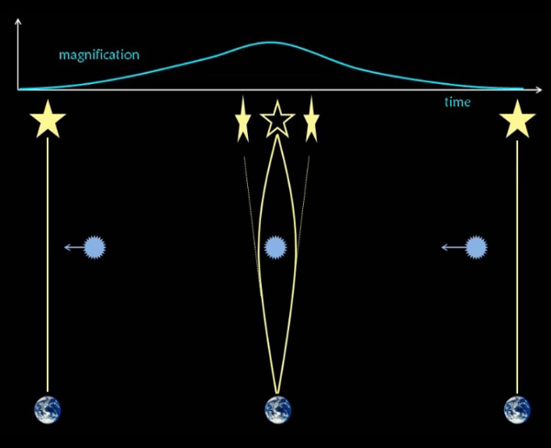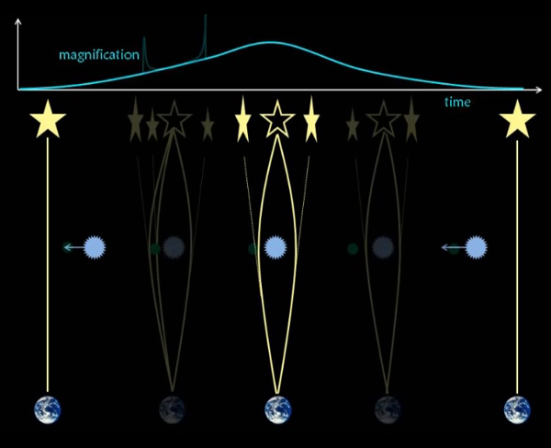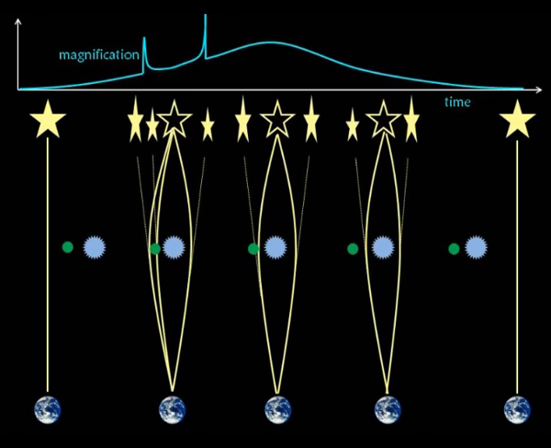Now imagine the star that's in the foreground also has a large planet around it. You will then affect the lensing you see from the star. So here's your star, and this has got a nice green planet.